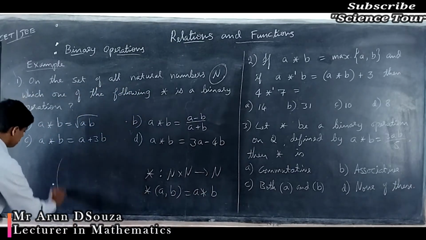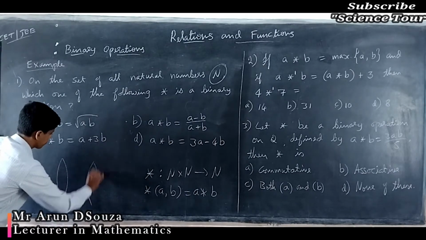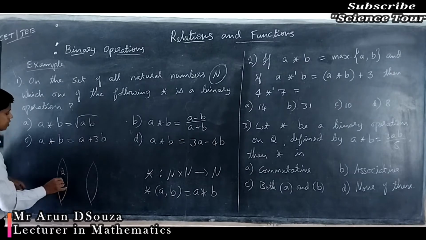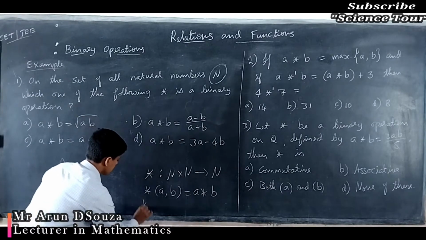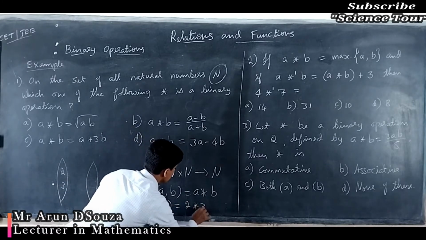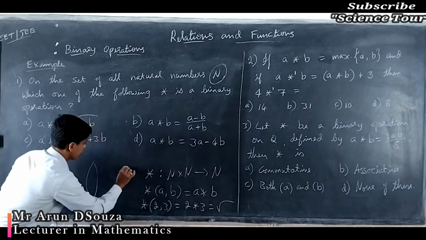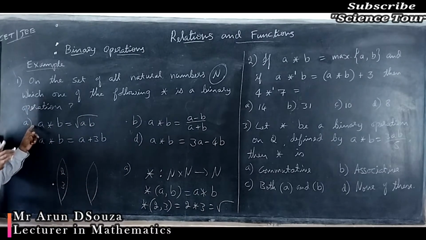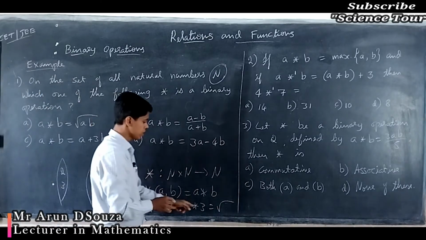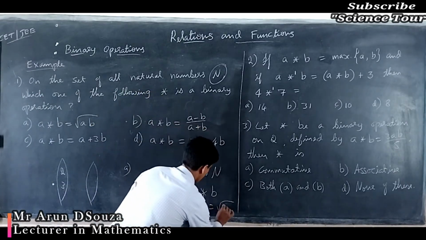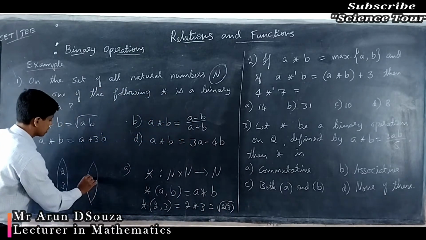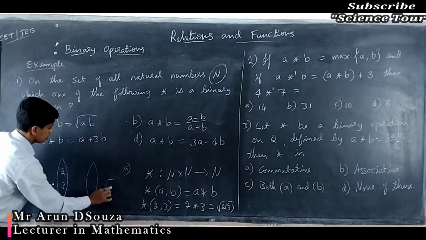Otherwise, imagine you have two elements a and b. For example, I'll take 2 and 3. Okay, so what is star of 2 comma 3? 2 star 3. If you are going for the first option, then a star b is square root of ab. So what is 2 star 3? Square root of 2 into 3, which is root 6. Okay, so root 6 is what you are getting.